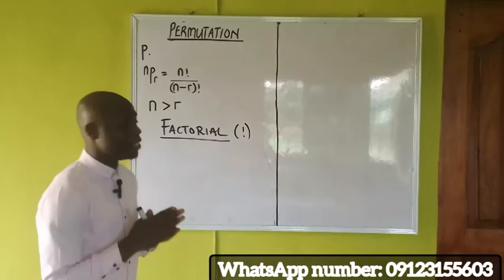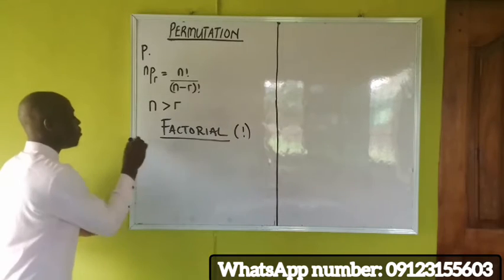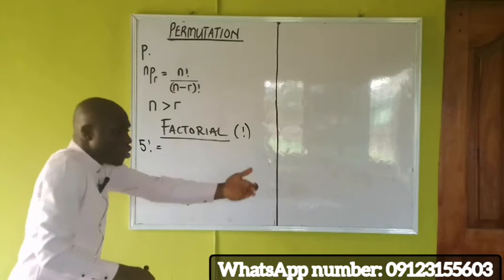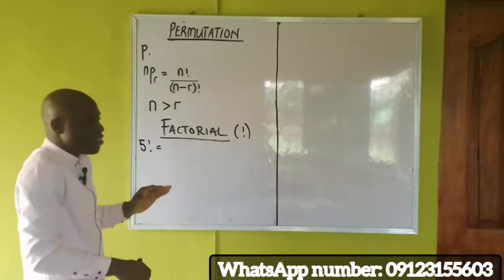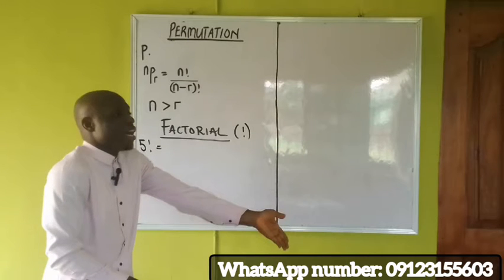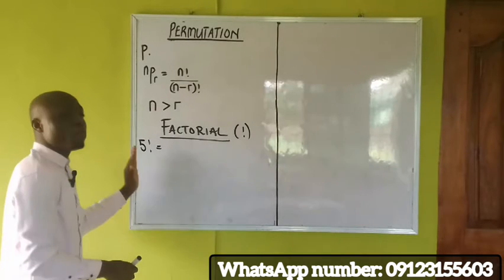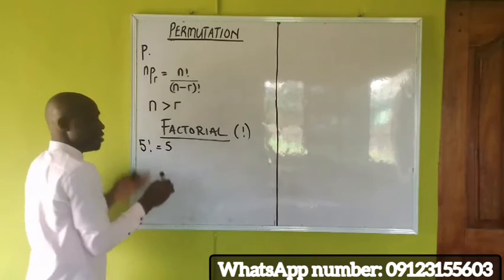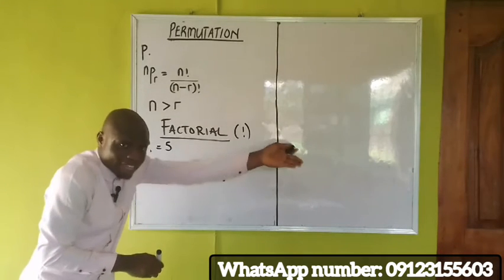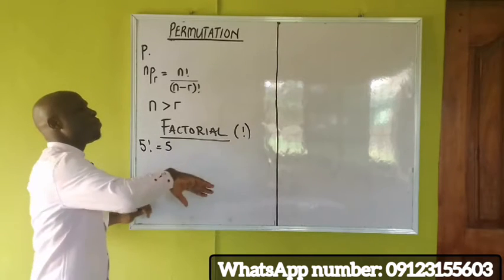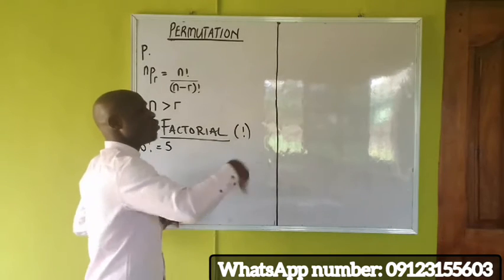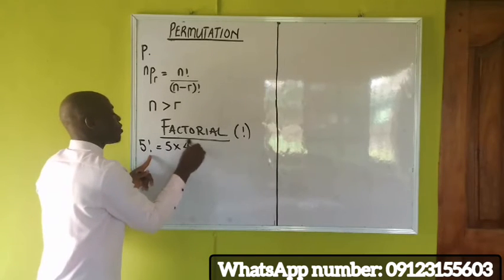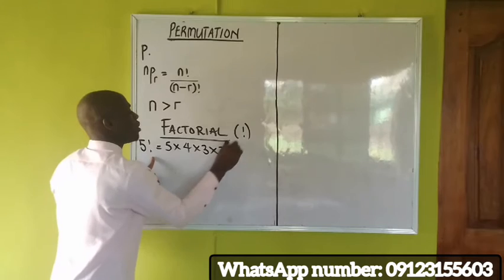What are we saying? If I have 5 factorial, it is the multiplication of consecutive terms in descending order. So if I'm moving 5 into descending order, that becomes 5, then 4, 3, 2, 1, such that each term differs from the previous by 1 until 1. So 5 factorial simply becomes 5 times 4 times 3 times 2 times 1.